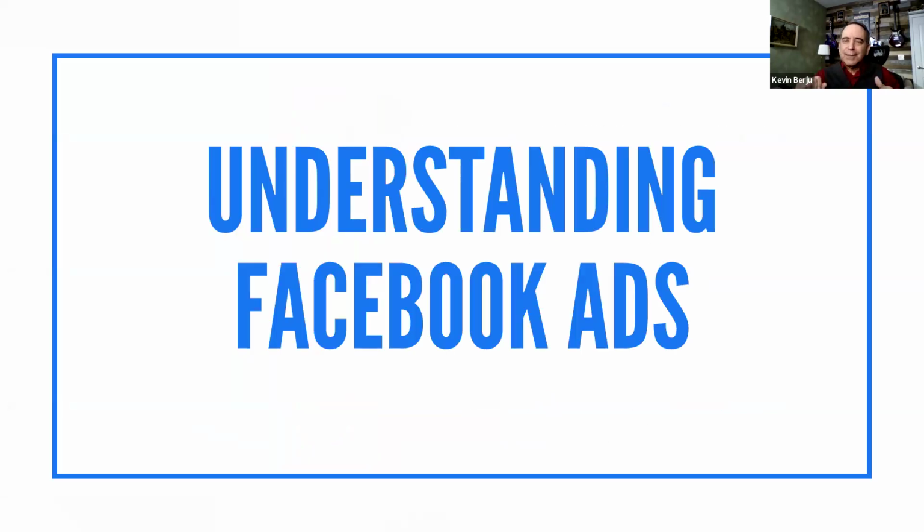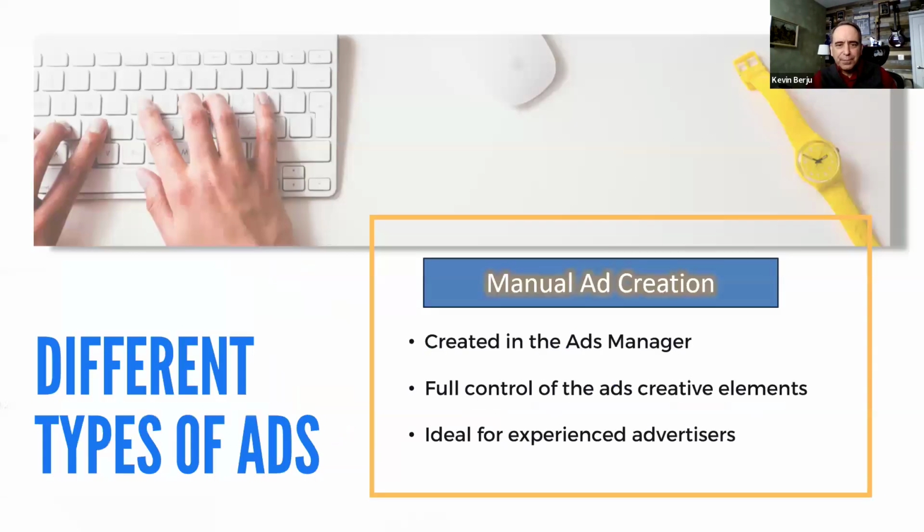Okay, so let's dive into section 2. Let's gain a deeper understanding of all the different types of ads that you can do on Facebook. On Facebook, there's 3 basic ways. There's more, but there's 3 basic ways of creating ads, including manual ads, automatic ads, and of course, boosted posts, which most of us are familiar with. Here's a brief overview of each of them.